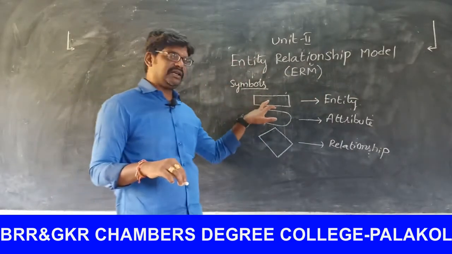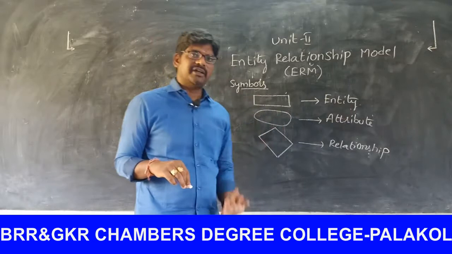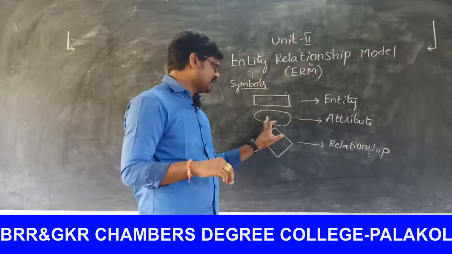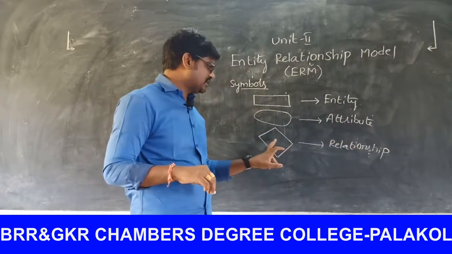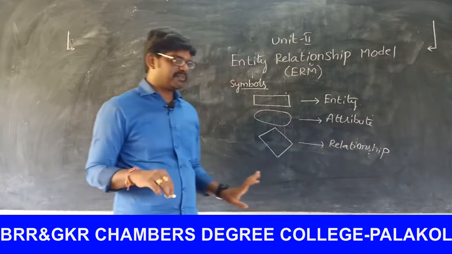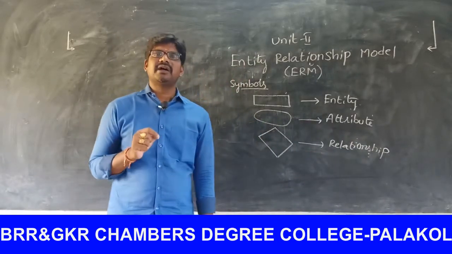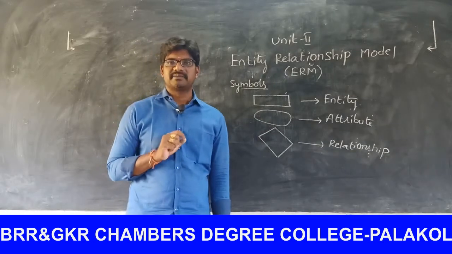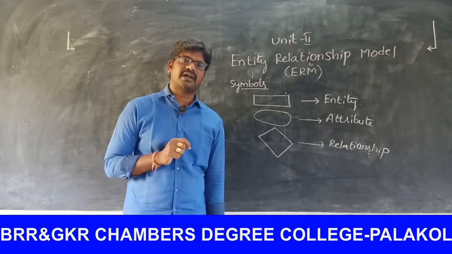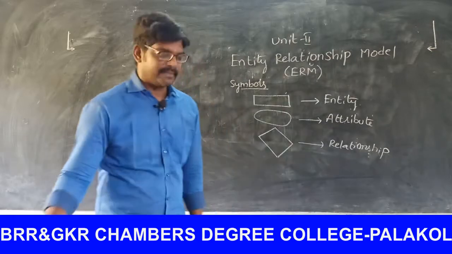So the rectangle is used for defining the entity, this is for attribute, and this is for relationship. Now, what are the components of entity relationship diagrams? The basic building blocks of the ER diagrams.